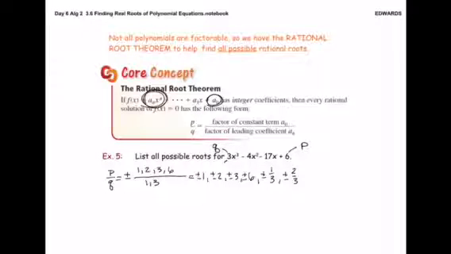So 3 over 3 is 1. We've already accounted for that. 6 over 3 is 2. We've already accounted for that as well. So our possible roots are plus or minus 1, plus or minus 2, plus or minus 3, plus or minus 6, plus or minus 1/3, and plus or minus 2/3.